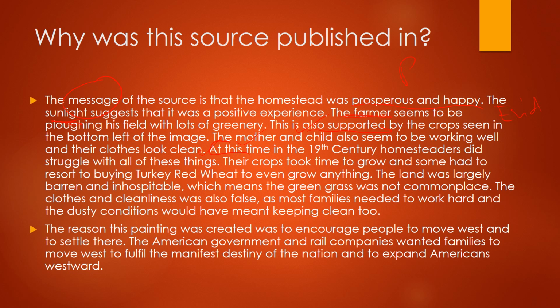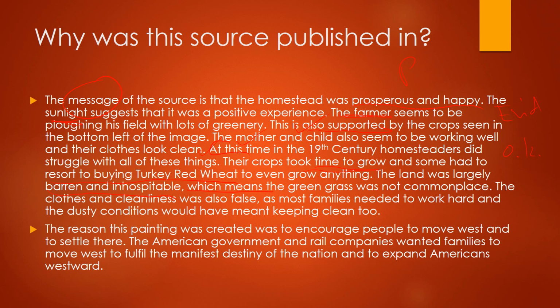At this time, this is now where I'm using some own knowledge. So at this time in the 19th century, homesteaders did struggle with all of these things. Now I'm using my knowledge. We can see their crops took time to grow. And some had to resort to buying Turkey red wheat. Very specific bit of own knowledge, beautiful bit of own knowledge there, to even grow anything. The land was largely barren and inhospitable. Even if you couldn't remember this, if you remember the last source, that's exactly what it was talking about.